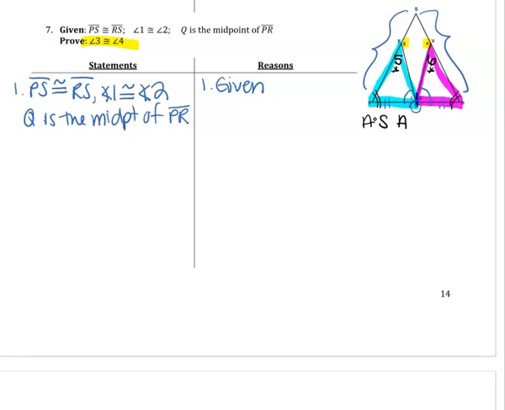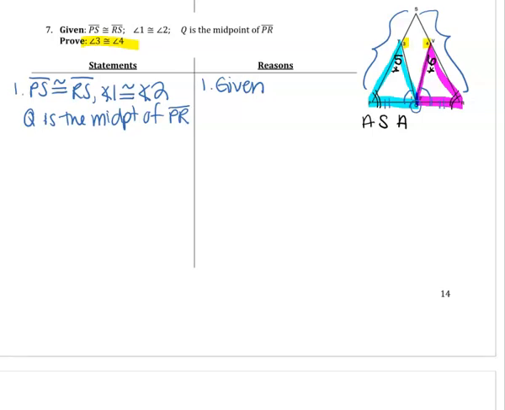So again, my thought process is if I can get those two triangles, the blue and the pink one, congruent by angle side angle, then I would know by corresponding parts that 5 and 6 are congruent, and then supplements of congruent angles are congruent, and then my proof is done. All right, so this is a little bit more of a lengthy one to go through with you guys, but it reviews a lot of really good skills for us.